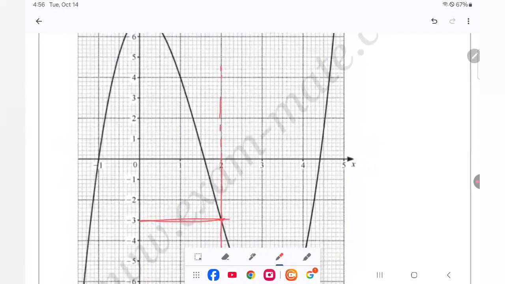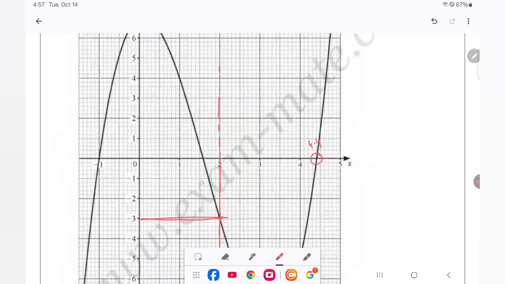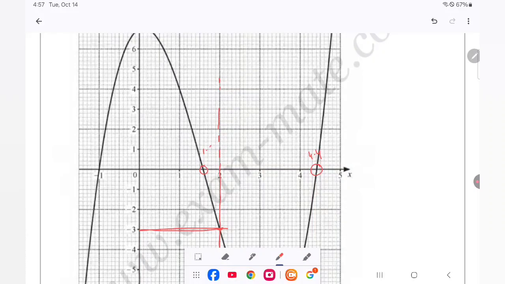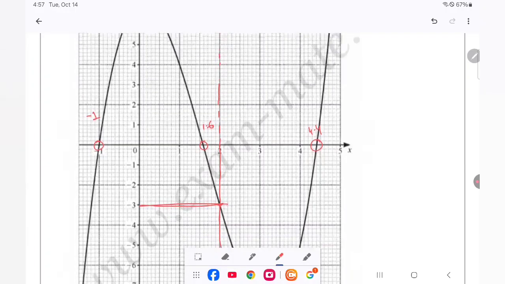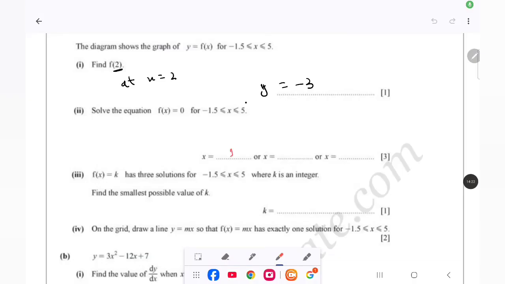Now, the line intercepts the curve at three points: one point is here, which is 4.4, one point is here, which is 1.6, and one point is here, which is negative 1. So these are our three values. Put these values of x in the answer. First value was -1, 1.6, and x equals 4.4.